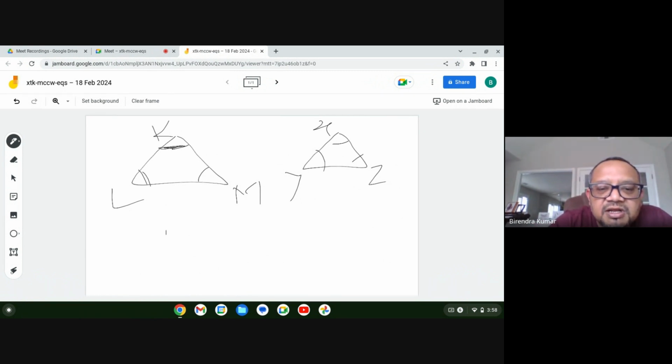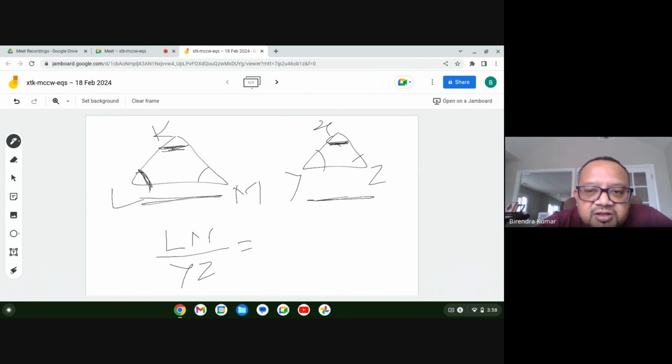What is the side opposite to that? LM. LM is the side. Which angle is matching to this angle in the other similar triangle? X. What is the opposite side of X? YZ. So, LM by YZ will be equal to, let's take the other angle. Take L. And what is the matching value for that one? That is Y. Angle L and angle Y are matching. What are the sides opposite to that? Opposite to this is KM. And opposite to Y is XZ.